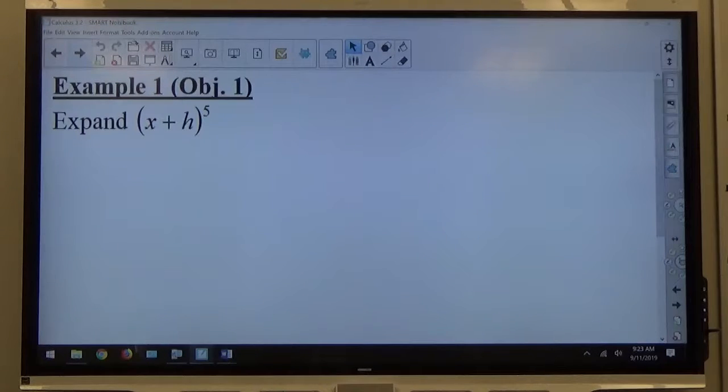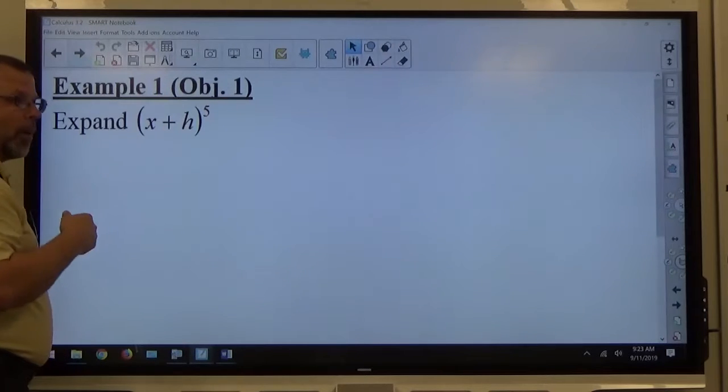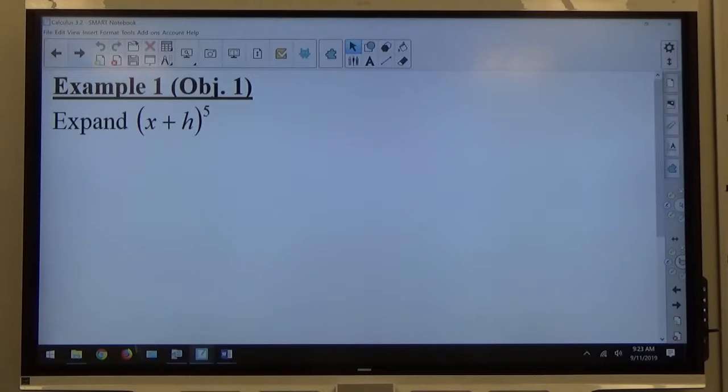Example 1 for section 3.2: we're going to have this type of expression in our definition of a derivative that we're going to do in the next example. We have a binomial, specifically x plus h raised to some power. If it's the second power, we can use a little shortcut for that. But if it starts getting third, fourth, fifth power, binomial expansion with Pascal's triangle is a little bit more efficient.